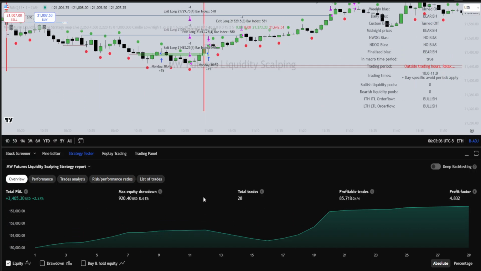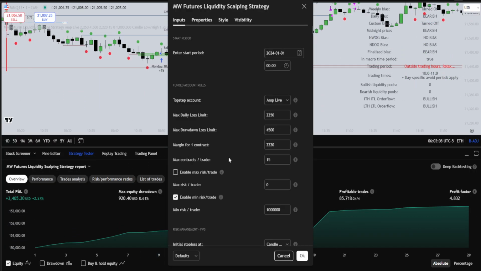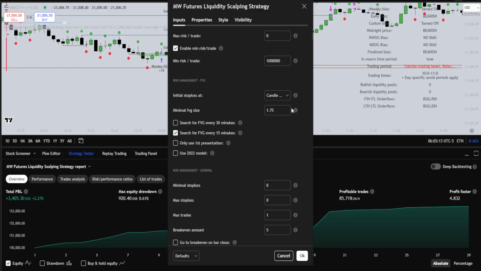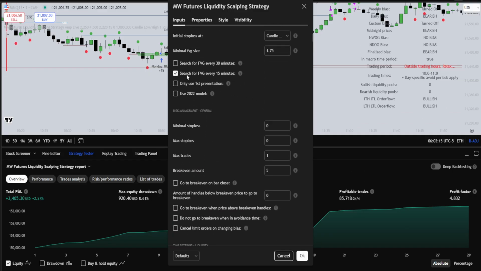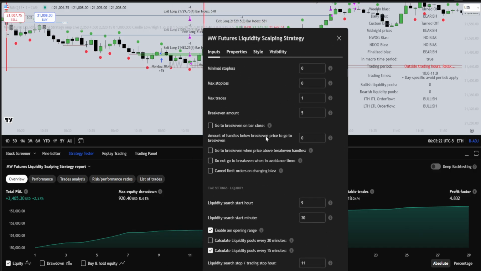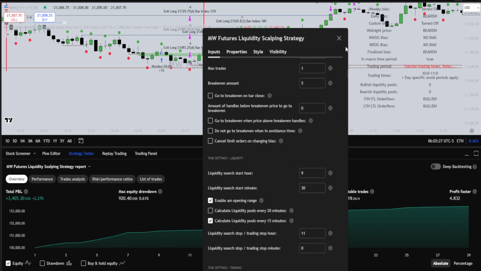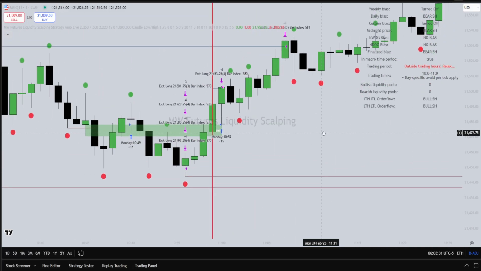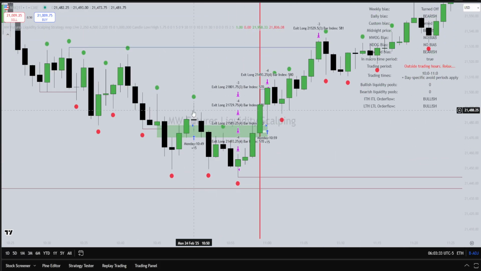Right now what we have changed is our stop loss placement. We have changed the fair value gap size, and we search for a fair value gap every 15 minutes. I'm not going to play too much with the stop loss yet. What I do see is that we have a losing trade here. This is our only losing trade so far.